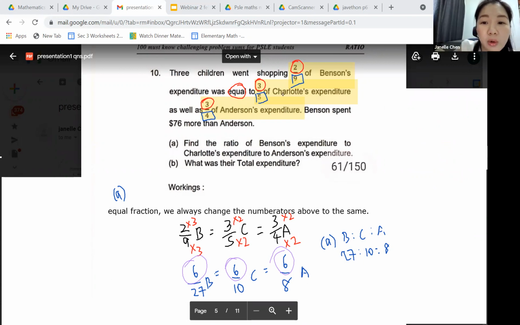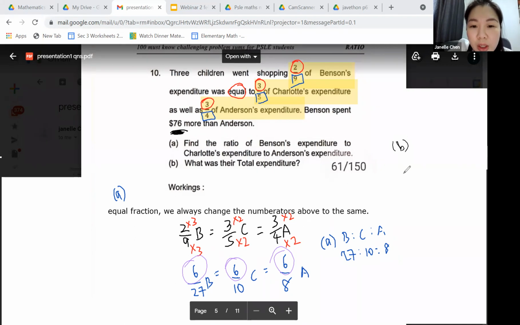So for the next part here, what I have is B. They ask what was their total expenditure. So for total expenditure, we only have one number throughout the whole question, which is 76. They say that Benson spent 76 more money than Anderson. So every time after you finish something, if you are stuck, like, I only have a fraction, only have a model, what do I do? Reread the question again. That's how some students miss out certain details. If you're not sure, always reread the question.